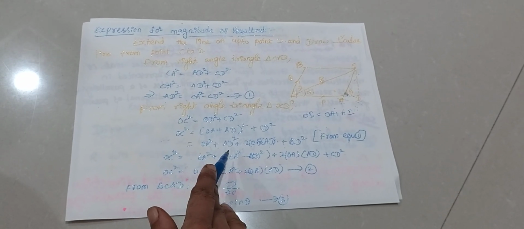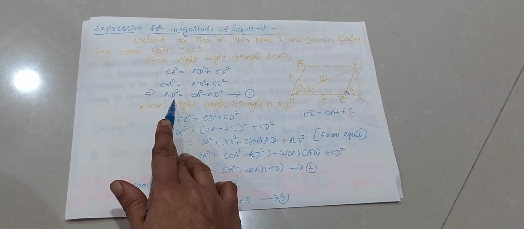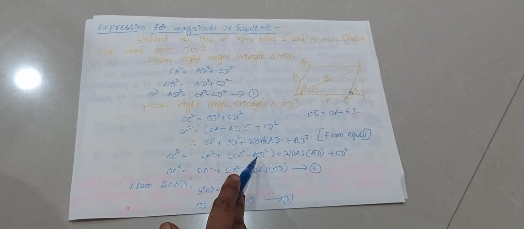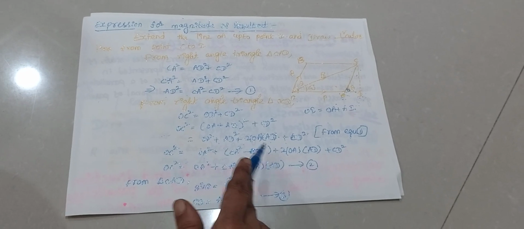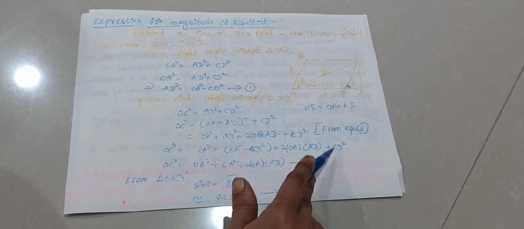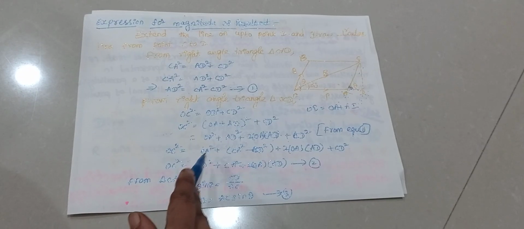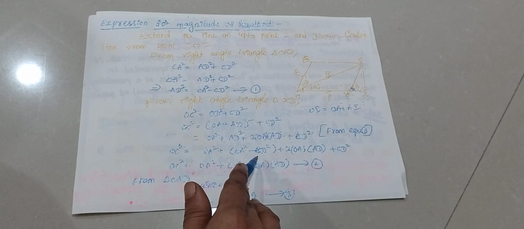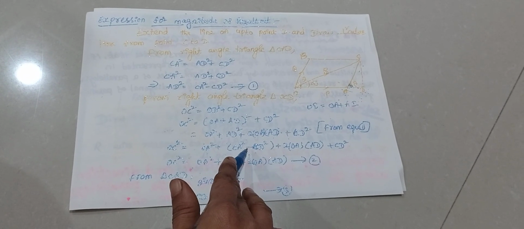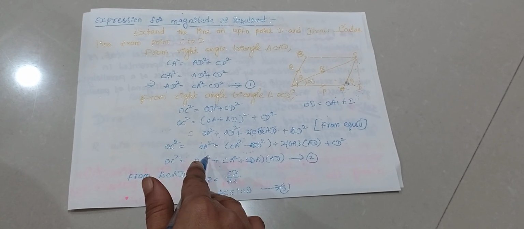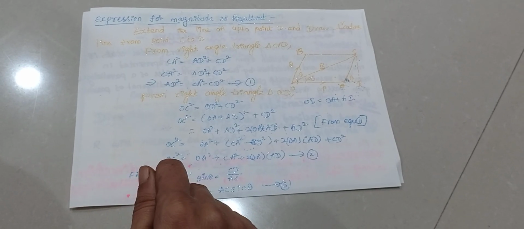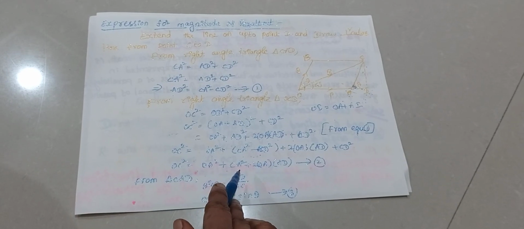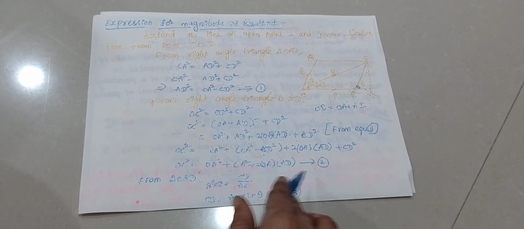Now OA square plus AD square. AD square, from equation 1, is CA square minus CD square. Substituting equation number 1, plus 2 OA into AD plus CD square. Here OC square is equal to OA square plus CA square minus CD square plus 2 OA into AD plus CD square. CA square minus CD square plus CD square gives CA square. So CA square plus 2 OA into AD.